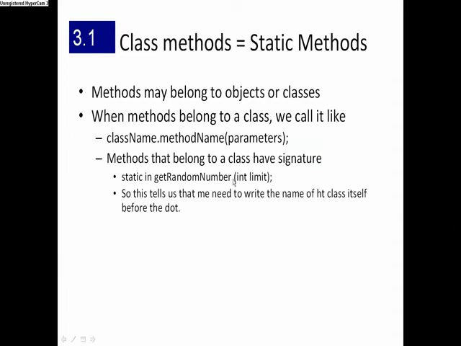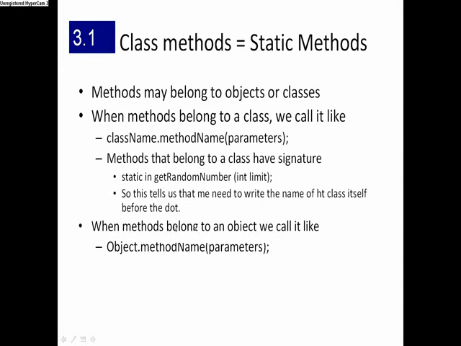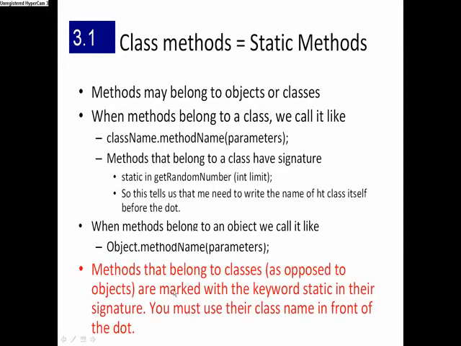When methods belong to a class, like getRandomNumber, we call it like this: class name dot method name, parameters. Methods that belong to a class have a signature like this. It's static, and that's going to come into play. Some of you have had trouble with this already. Static int getRandomNumber(int limit). This tells us that we need to write the name of the class itself before the dot. When methods belong to an object, we call it like this: object name dot method name, parameter. That would be something like crab dot method name. And write this note.